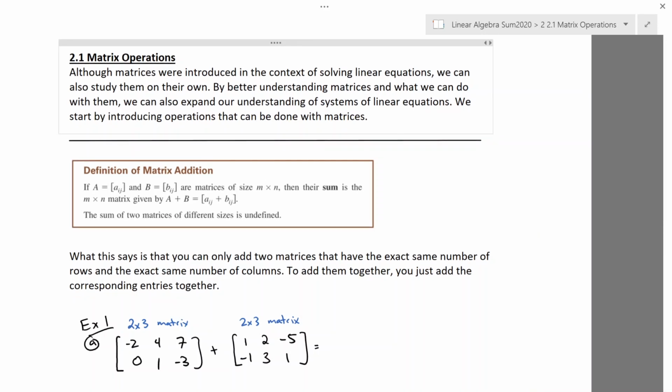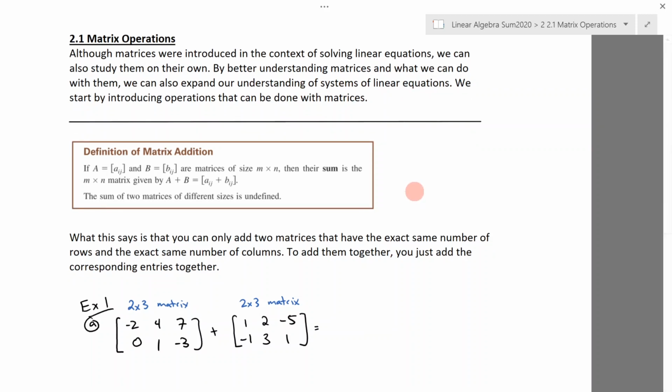In this video, we're going to discuss some matrix operations. Previously, we introduced matrices in the context of solving linear equations, where we dealt with the augmented matrix in row echelon form. But we can also study matrices on their own. By better understanding matrices and what we can do with them, we'll also expand our understanding of systems of linear equations. So in this section, we're going to introduce the various operations that can be done with matrices.